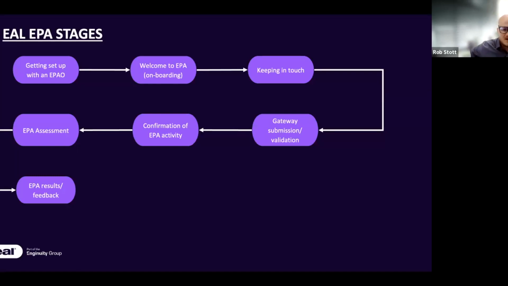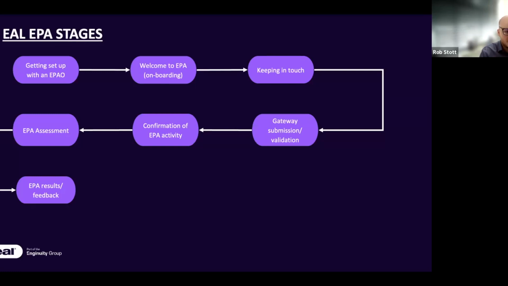So lots of touch points in terms of that welcome to Gateway, where we will touch base with you several times. Gateway, we've just been through what Gateway is, and that's very much the point where you will upload any certificates for any on-program qualifications, portfolio of evidence, etc. Once you've uploaded at Gateway, we as the EPAO will check the documentation, check that you've got everything in that you need for Gateway, and then you'll get a confirmation of EPA activity.